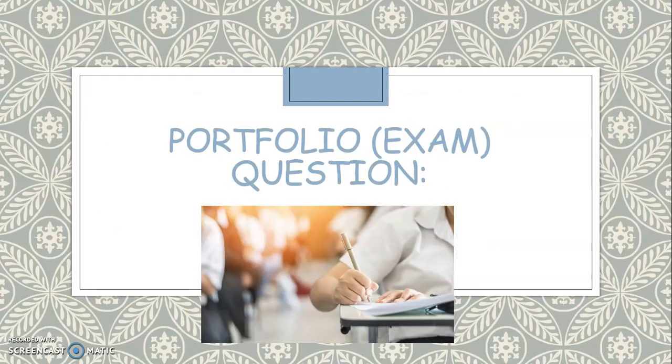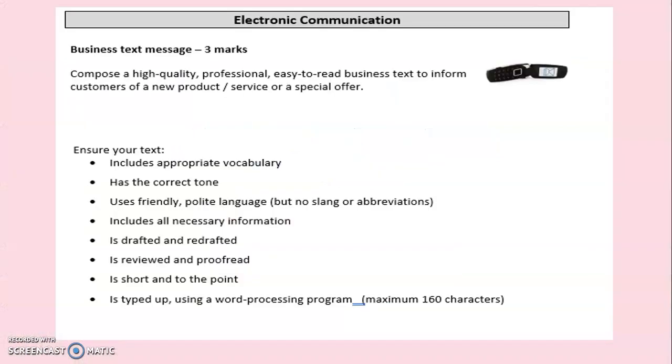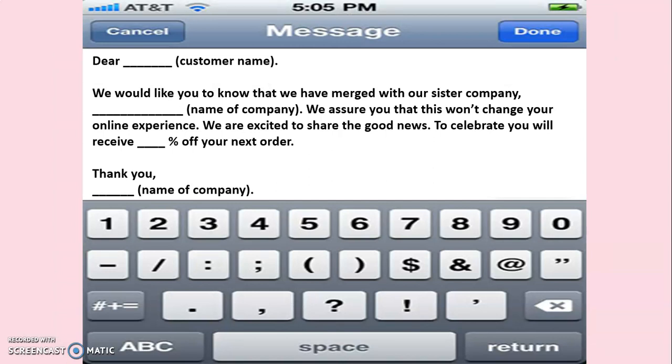Okay guys, so this brings us on to our portfolio or our exam question. Business text message. Compose a high-quality, professional, easy-to-read business text to inform customers of a new product, service, or special offer. So this is an example that you can use to help you. Dear customer name, we would like to let you know that we have merged with our sister company, name of company. We assure you that this won't change your online experience. We are excited to share the goods with you. To celebrate, you will receive whatever percent off your next order. So 20%, 30%, 40%. Thank you very much. And the name of your company. Okay, so guys, this is all up on Showbie, and this is our first exercise today, and this is write a formal text message for business.